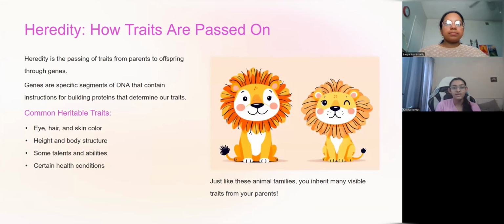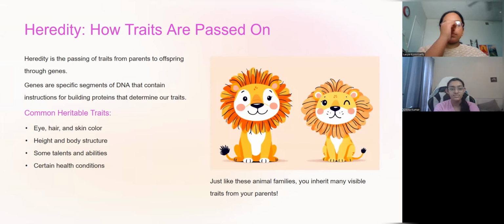Now we're going to talk about heredity. This is how traits are passed on. Heredity is the passing of traits from parents to offspring through genes. Genes are specific segments of DNA that contain instructions on building proteins that determine our traits, and we're going to talk about DNA more in another video. For now, we're just passing over it.